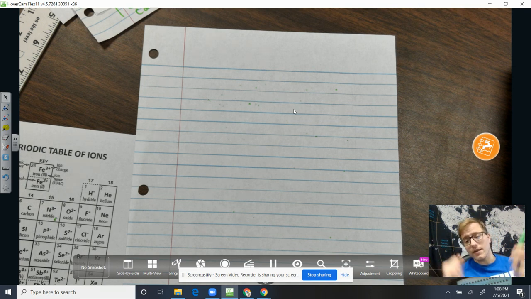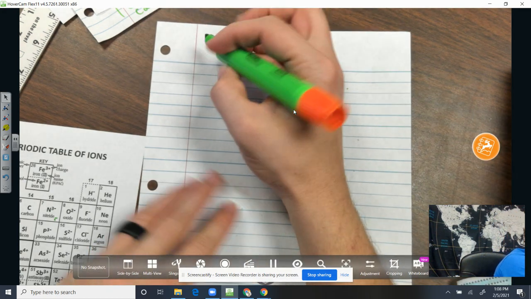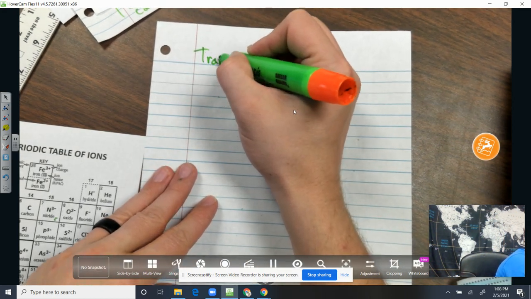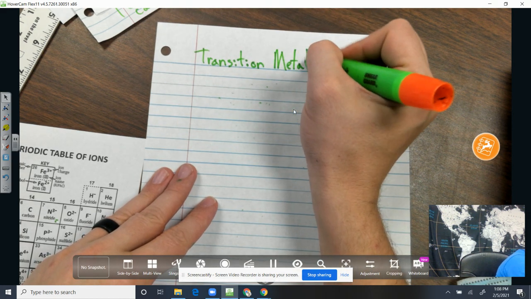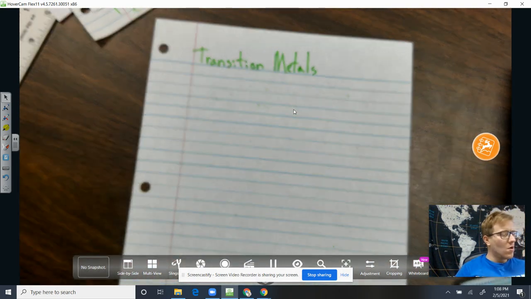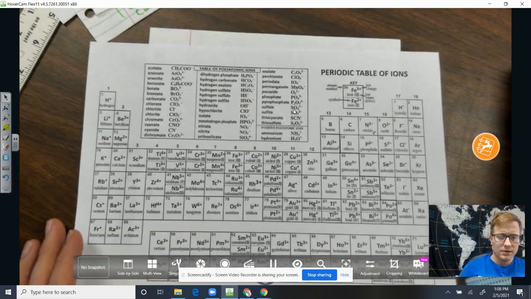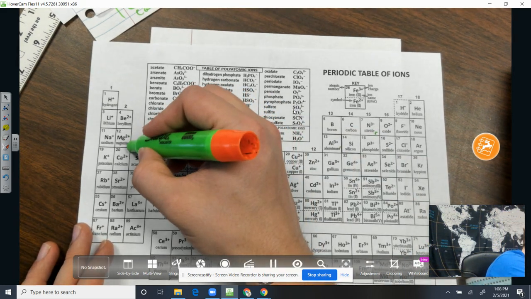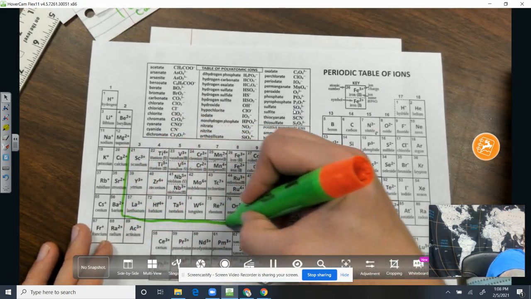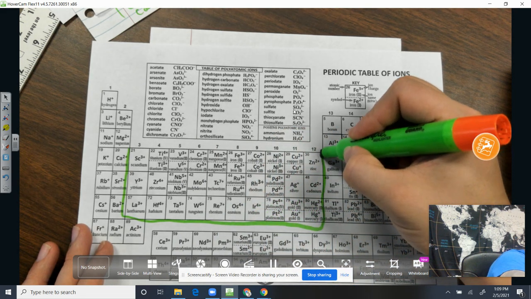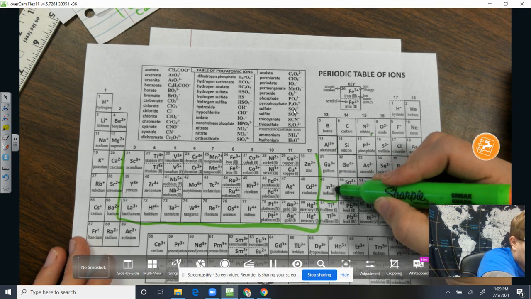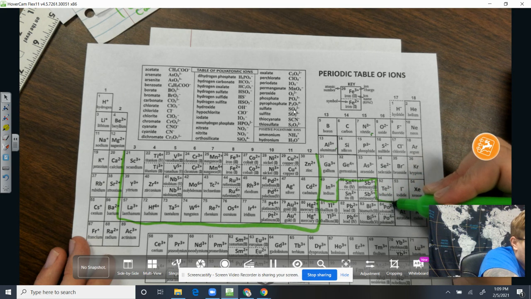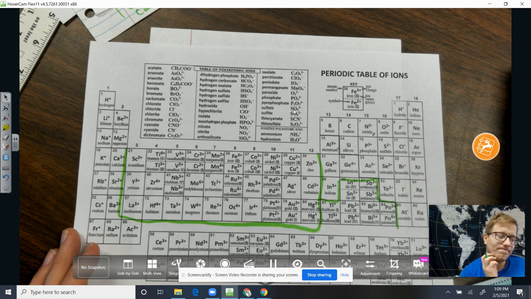Now, the rules are going to stay the same. Just how you find the charges is going to be different. Let's put transition metals. Now, when we talk about transition metals, we're going to be talking about group 3 through 12. And we're also unfortunately going to be talking about some of these too. They're the post-transition metals. They also have a variety of different valence electrons.